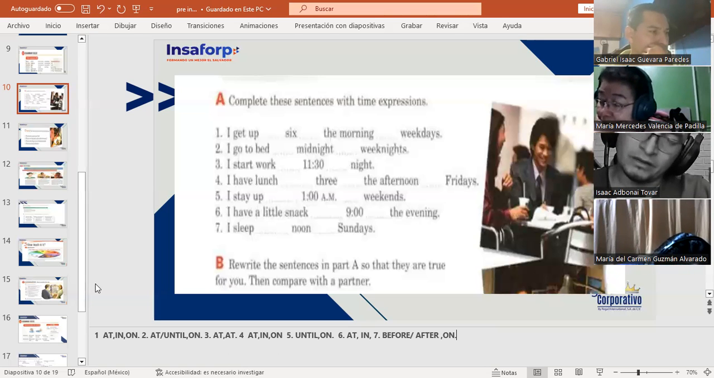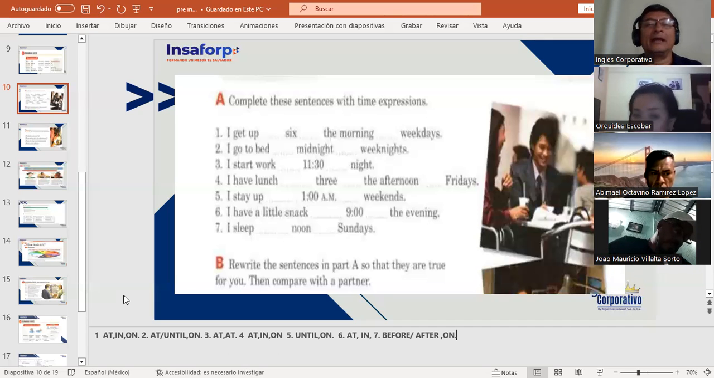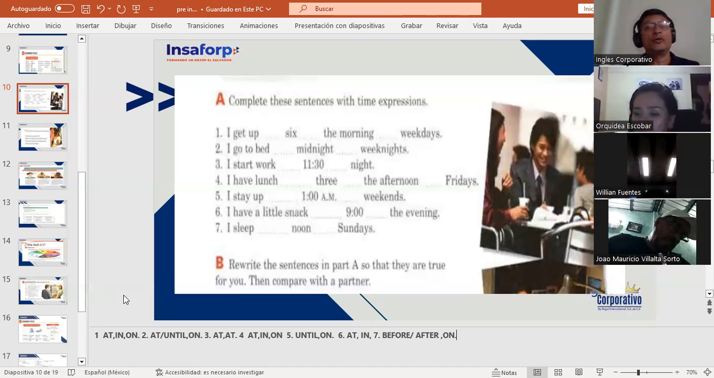Teacher, hello. Para decir luego, comienzo una oración y digo, hago esto a tales horas. Luego, then, before, or then. You can say then. If you want to say luego, you can use then. D-H-E-N. But we can use after too? You can use after or before. Those are connectors.